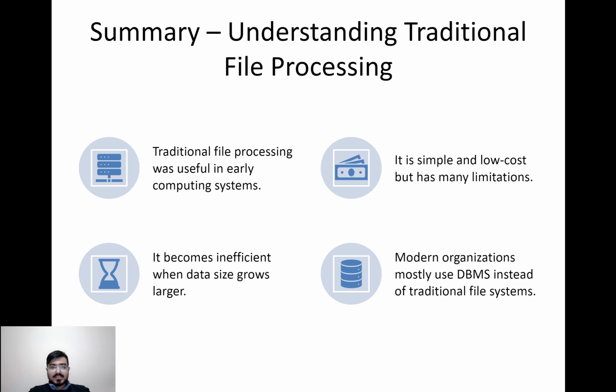So let's talk about a summary of what we learned today. Traditional file processing was useful in early computing systems. It is simple and low cost, but it has many limitations and becomes inefficient when data size grows larger. This is why modern organizations mostly use DBMS instead of traditional file systems. So today, file processing is mainly used only in small and simple systems.